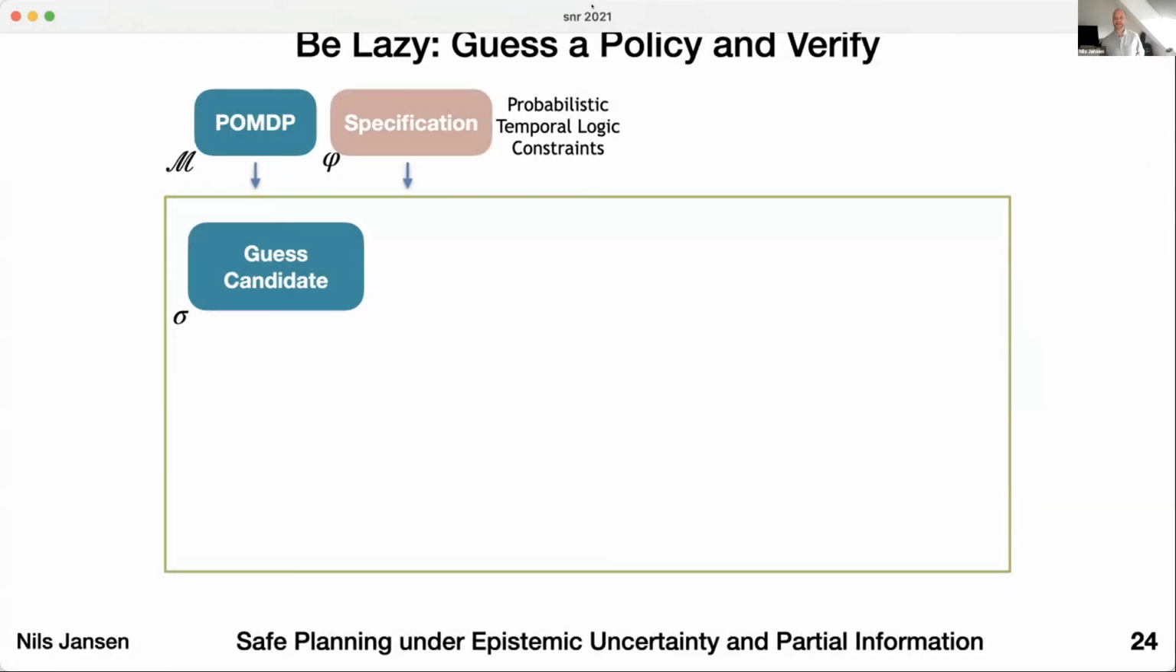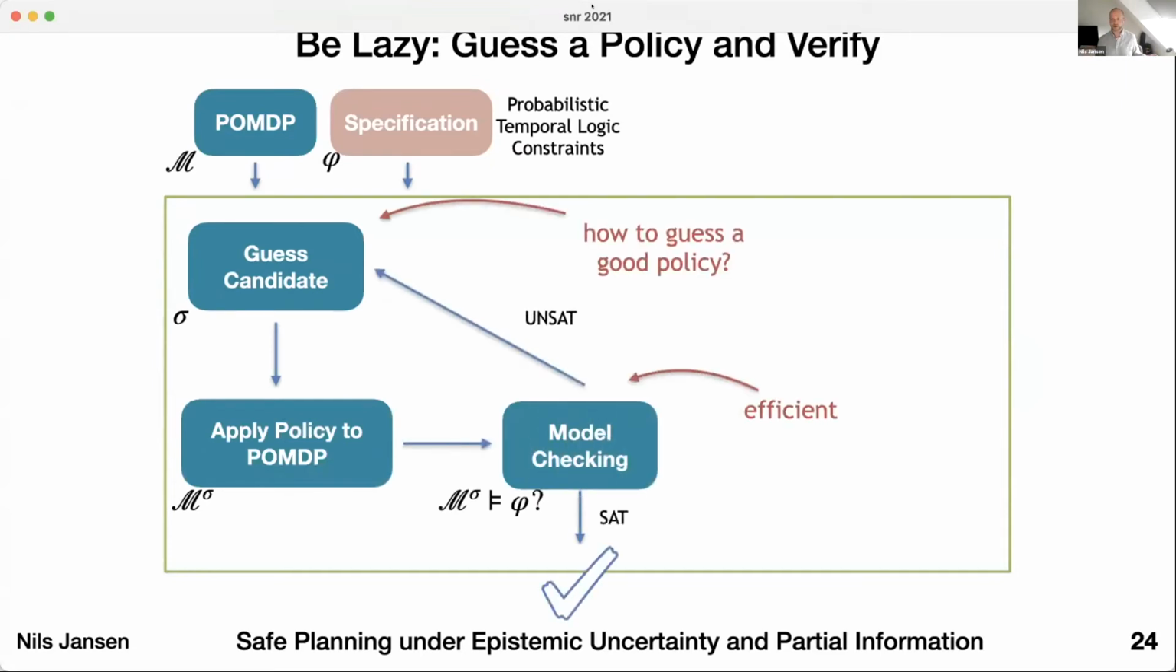So a very lazy approach to solve our problem could be to just guess a candidate policy, apply this policy to the POMDP, to the model, and then do model checking, verification, any rigorous method that tells us, hey, this specification has been satisfied or not, right? So verification here is very efficient because we already resolved all the arbitrary decisions that we could make. But of course, we have no idea how to guess a better policy afterwards, right? So we need to guess again and again and again.